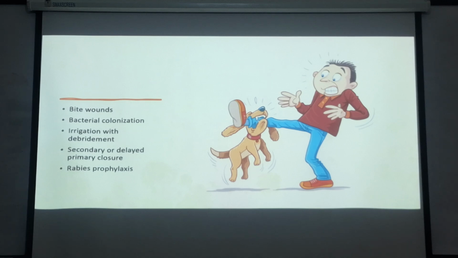So if the animal that bites you is maybe a dog or whatever, ferret, mongoose, or raccoon, so maybe you might consider rabies post-exposure prophylaxis.